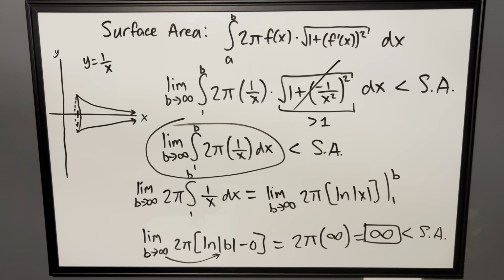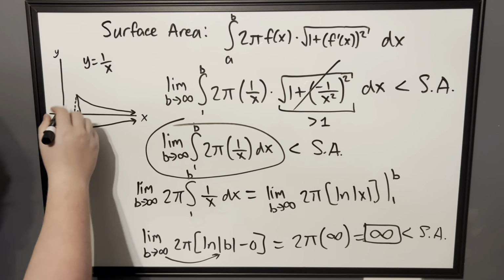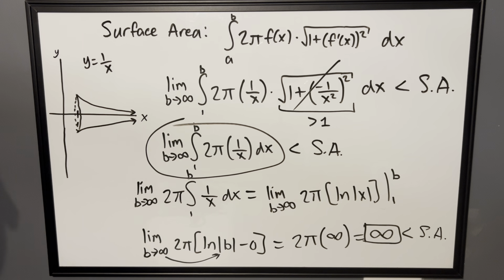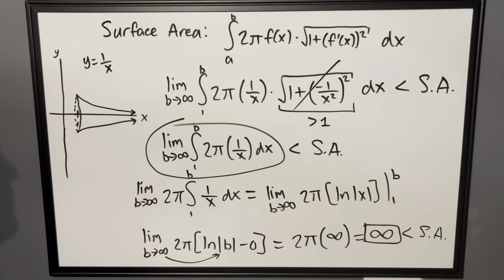Now this is what's so interesting, let's think about this in terms of paint. We could fill this entire horn with a finite amount of paint, and that finite amount of paint is exactly equal to pi. But if we were to paint the surface of this shape, we would never stop painting. And that's what's so interesting about Gabriel's horn. Such an interesting concept that we can have a finite volume while also having an infinite surface area.